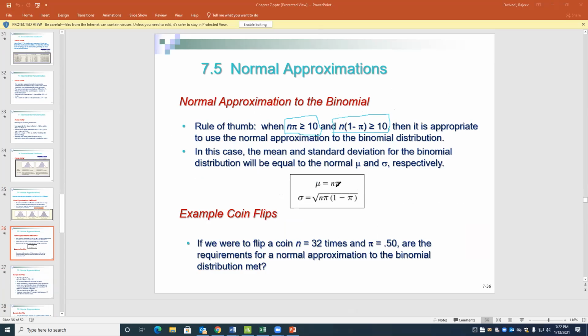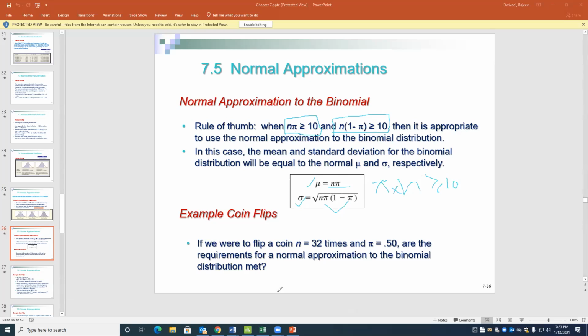How can you convert? What do we need in a binomial distribution? We need pi and n. If you multiply them, they should come to more than 10. Then for the normal distribution, what you need is mu and sigma. How can you calculate them based on n and pi? So n times pi is your average or mean or expected value, mu, and sigma is the square root of n times pi times (1 minus pi). This is sigma.